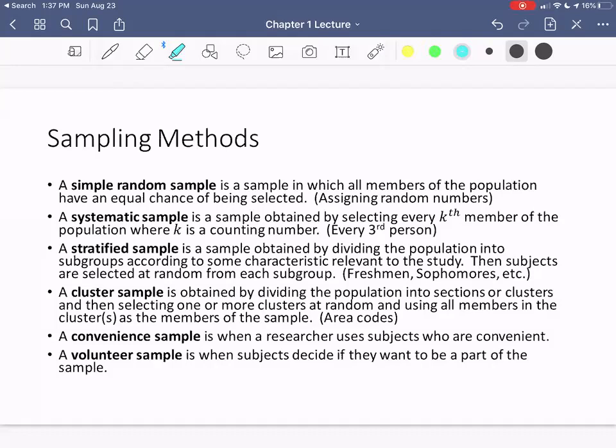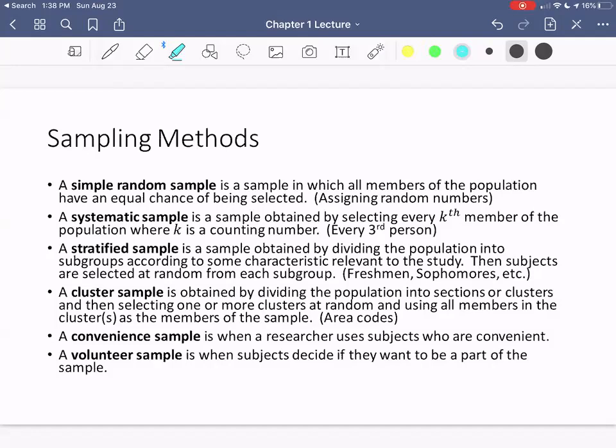So not everyone is selected, but now we're going to take maybe the freshman class, and we're going to use some of those freshmen. Maybe we do simple random, where everyone has a number and we draw out of a hat, every 10th person of that freshman group. Or maybe we use systematic sampling, where every 4th person in that freshman class is used as a sample.